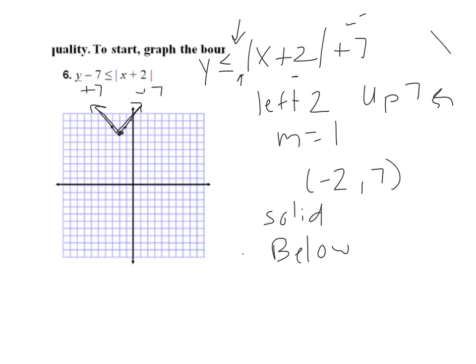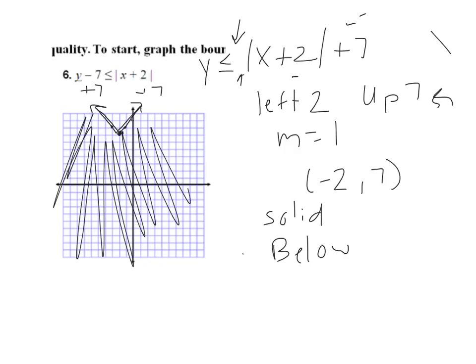So that's what the graph has looked like, and now I shade below, looking at the lines and actually shading below wherever the graph is. So this is what that inequality would look like.